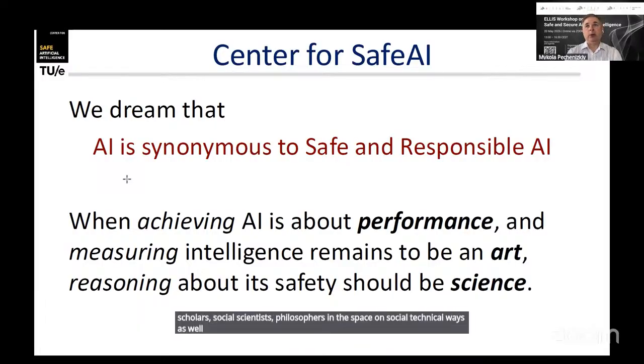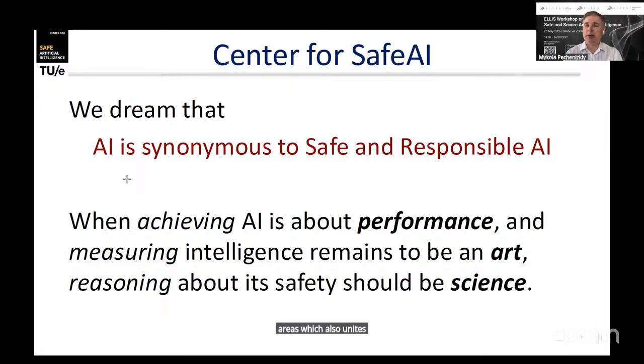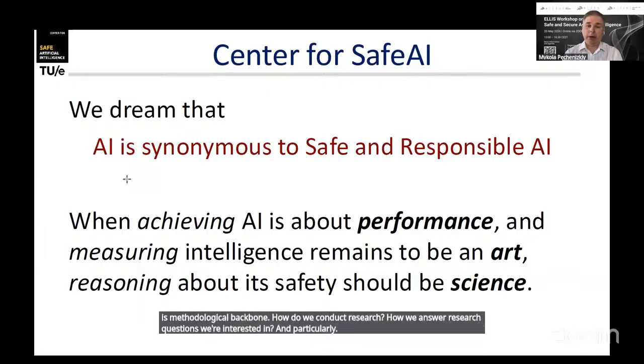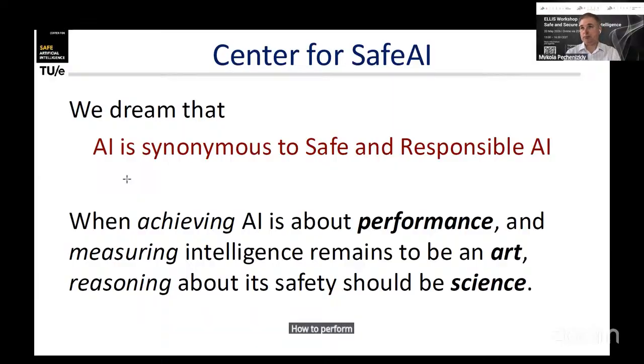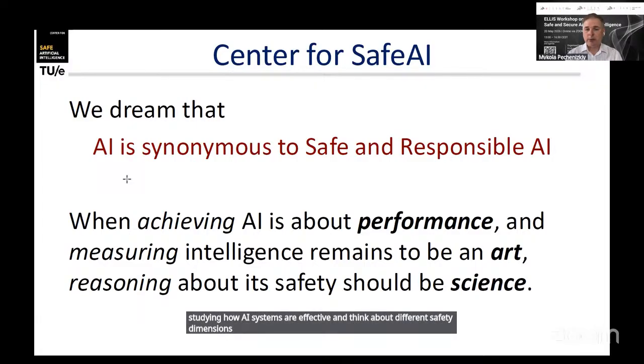One of the core areas which also unites the two, technical and socio-technical aspects, is methodological backbone. How do we conduct research? How do we answer the research questions we're interested in? And particularly how we think about AI evaluation as a science, essentially going away from the current state towards a richer portfolio of methods and tools, how to perform assessment, studying how AI systems are effective, and think about different safety dimensions. And then a couple of aspects I would like to highlight during today's talk.